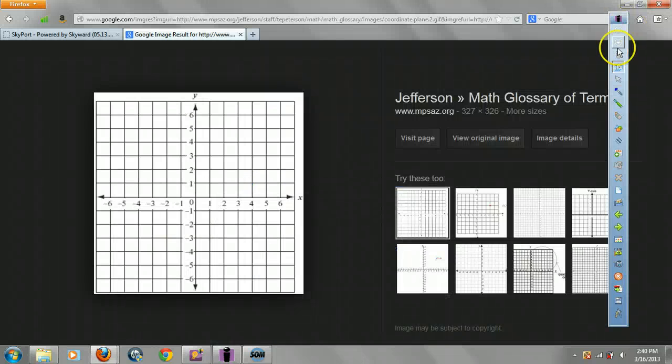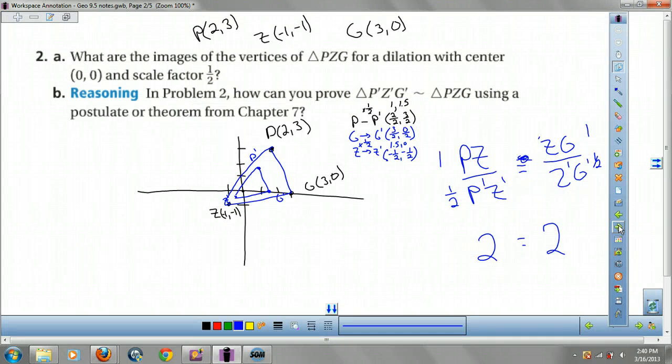Okay? Whoa, wrong button. That's my graph. Why did I use that graph paper?